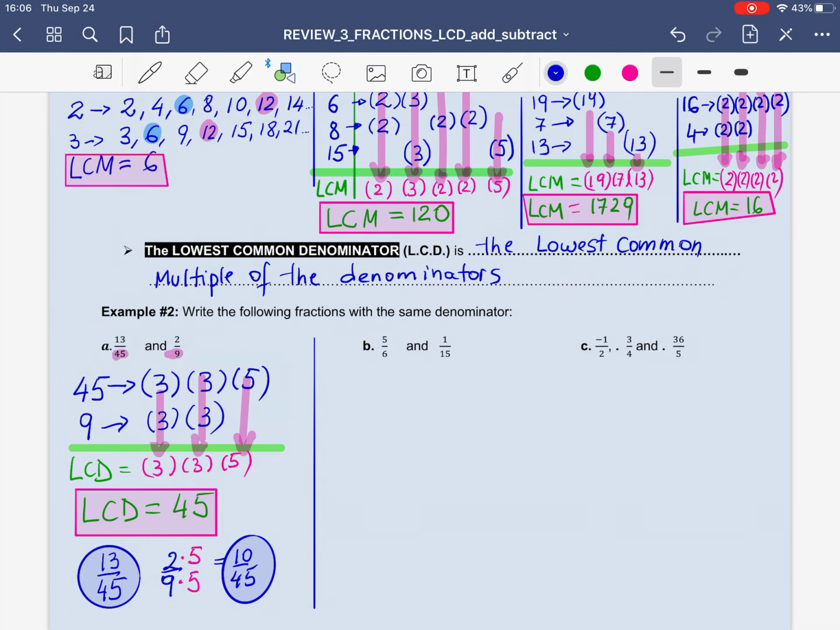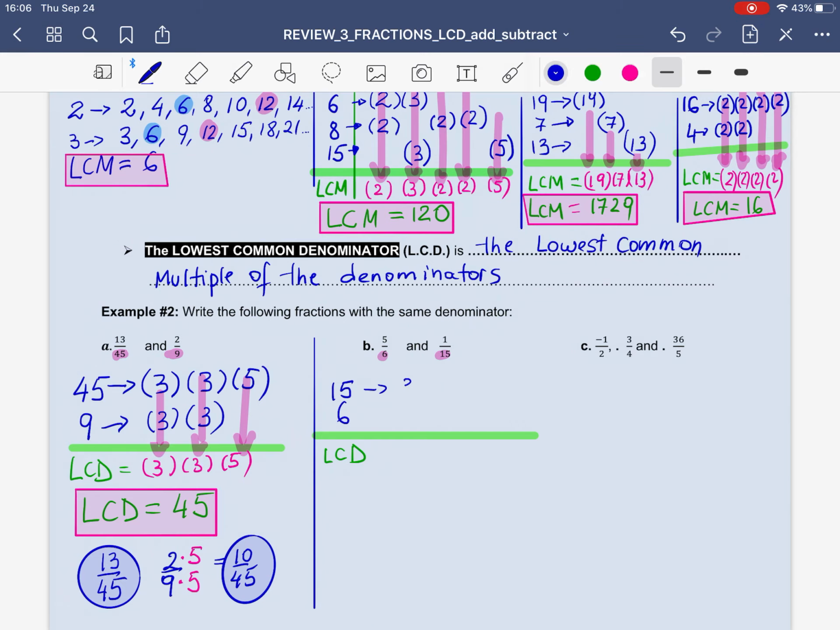Next question. 5 over 6 and 1 over 15. Again, denominators are 6 and 15. I will list them. I write the bigger one first, the smaller one after, and then draw the line at the bottom for the lowest common denominator.